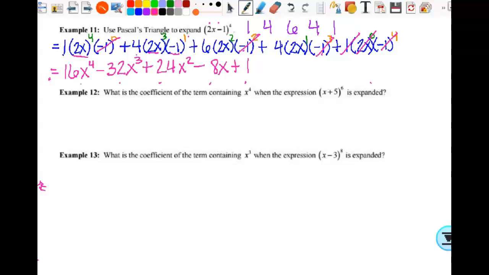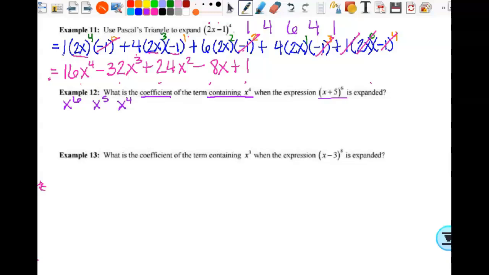It could be asked something like this, where it just says, what is the coefficient of the term containing x to the 4th when this is expanded, right? So when that is expanded, the first term is going to have x to the 6th in it. The second term will have x to the 5th. The third term will have x to the 4th, right?